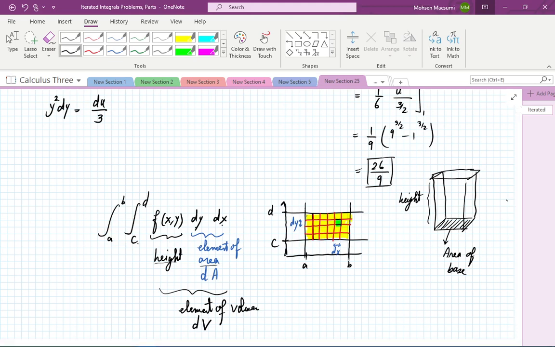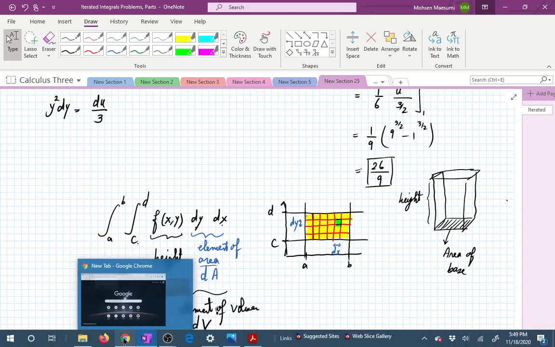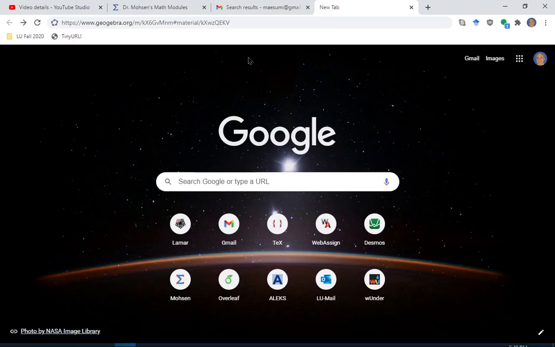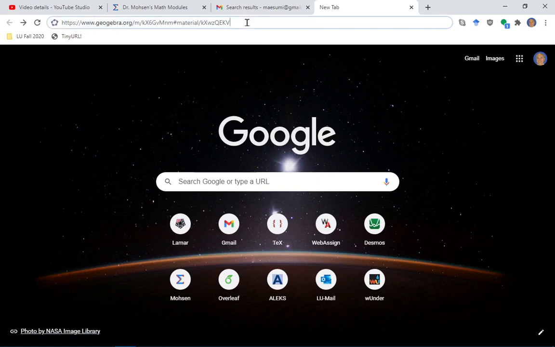Let's go ahead and look at it in a Geogebra app, so hopefully the problem becomes more understandable. So let's hope that this thing works.